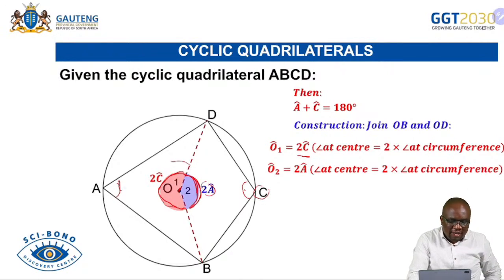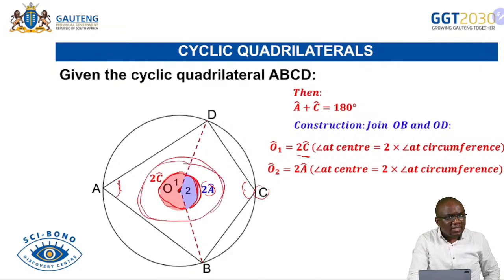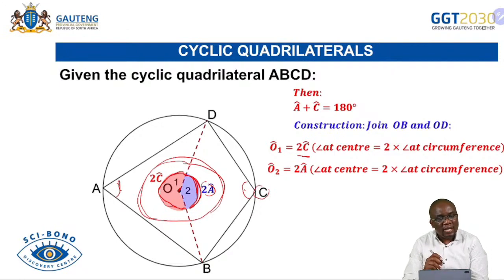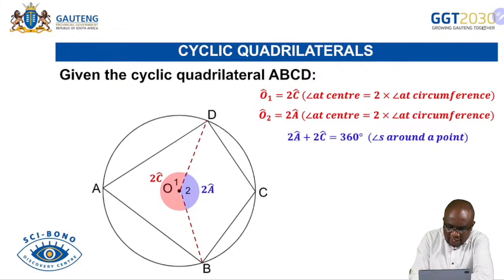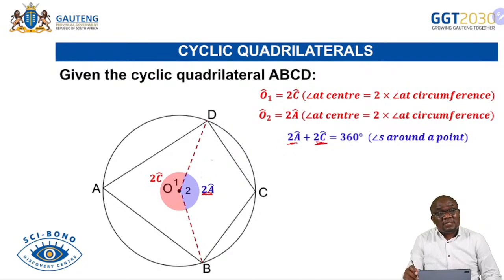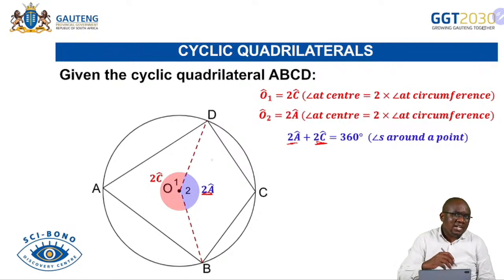Now, what type of angles are these ones? They are angles around a point. Do you see that? And the angles around a point add up to 360 degrees. So 2 times angle C plus 2 times angle A must give us 360 degrees. 2 times angle A, the blue one, and 2 times angle C, the red one, must give us 360 degrees because they are angles around a point.